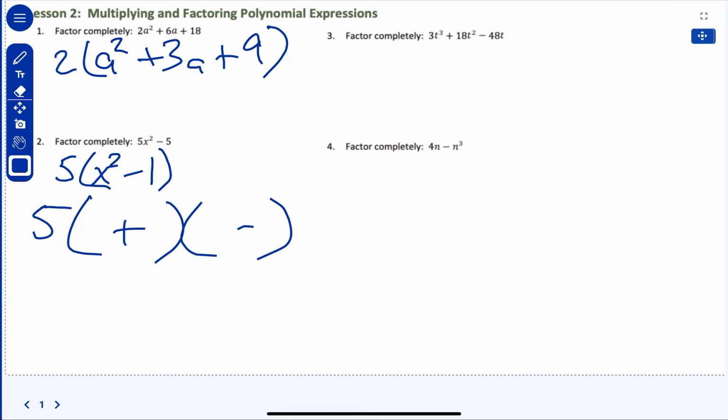Difference of 2 squares, because you're subtracting, you're taking the difference of 2 squares. X squared, 1 squared. So you're just going to put x, 1, 1. And there you go. There's your answer.